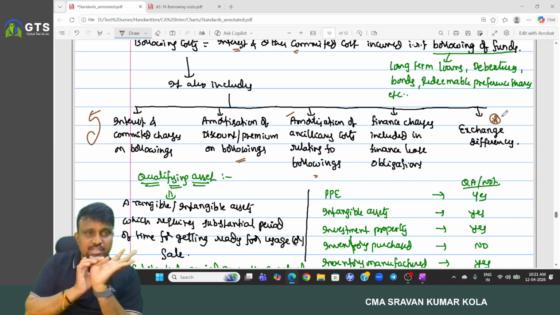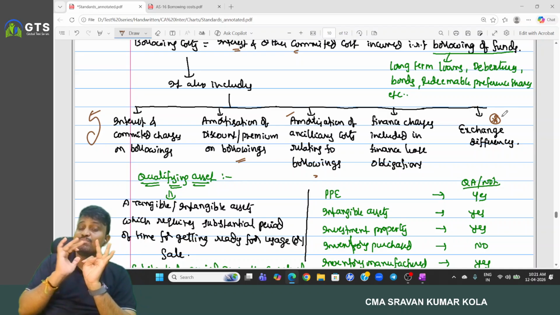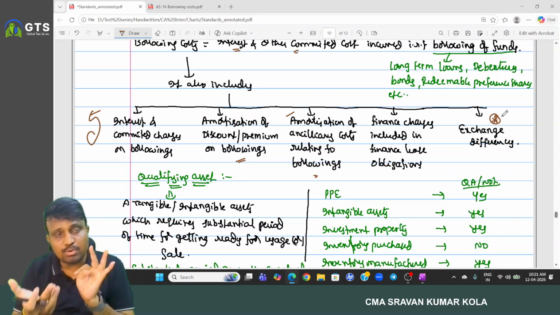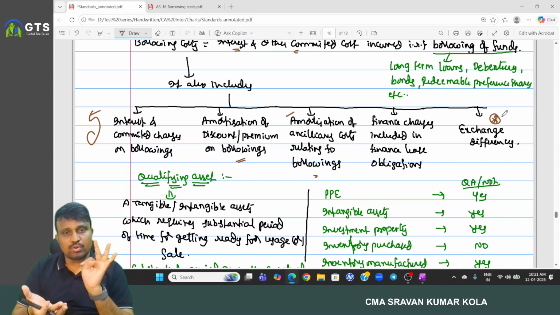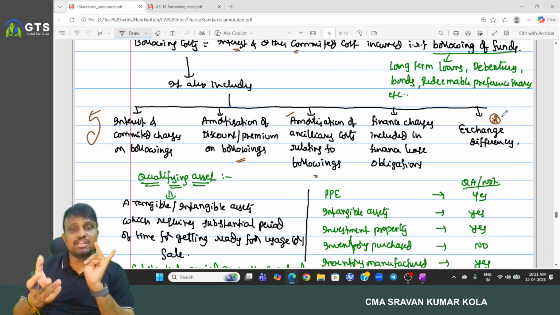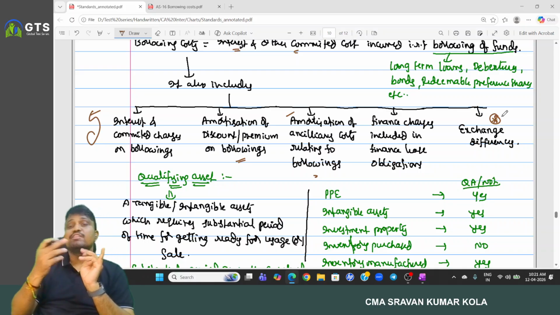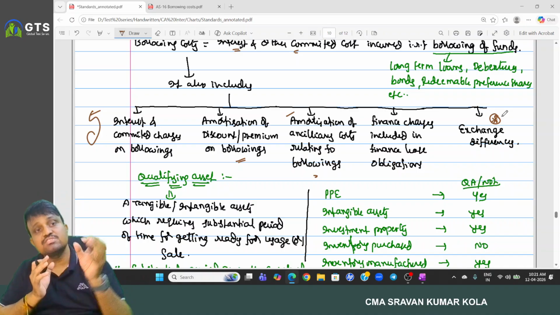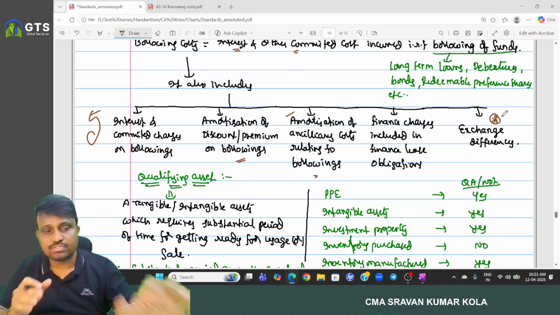To recap: one is interest and other committed charges incurred; another is amortization of discount on issue of borrowing and premium on redemption of borrowing; then amortization of ancillary costs relating to the borrowing; finance charges included under finance lease obligations; and exchange differences.